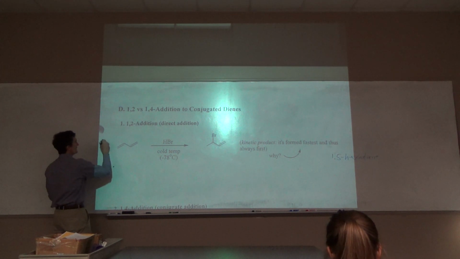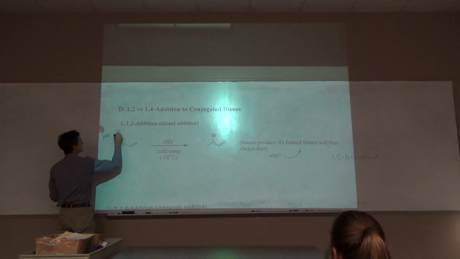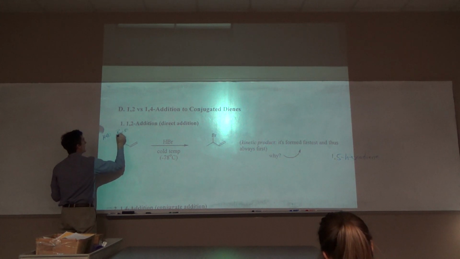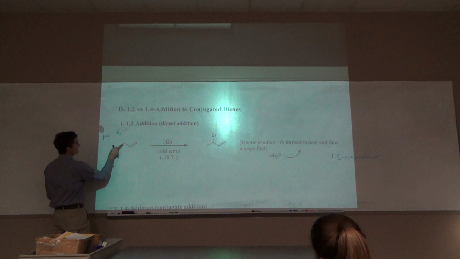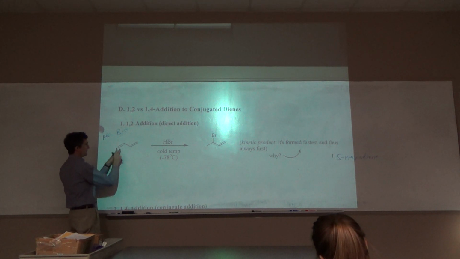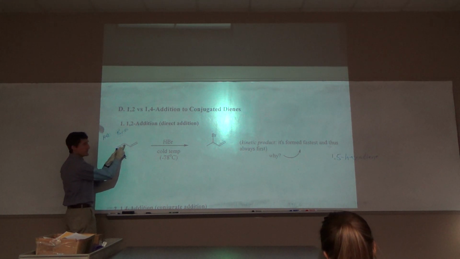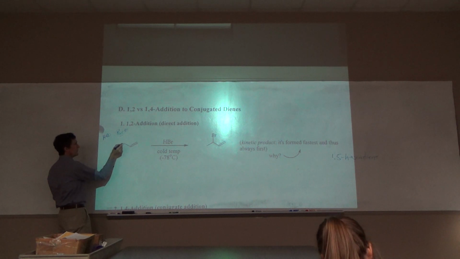Let's just do it down here. We have H+, Br-. This alkene attacks the H+. Where are we going to leave the cation? Left or right? Correct, on the right.